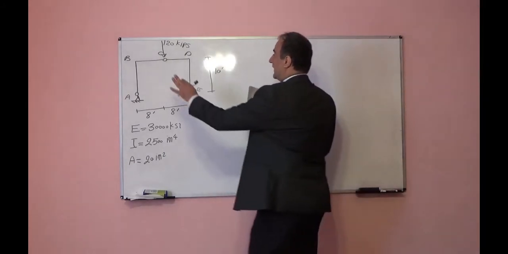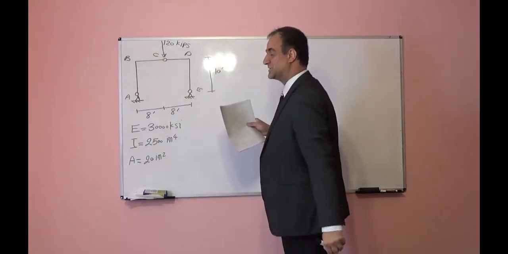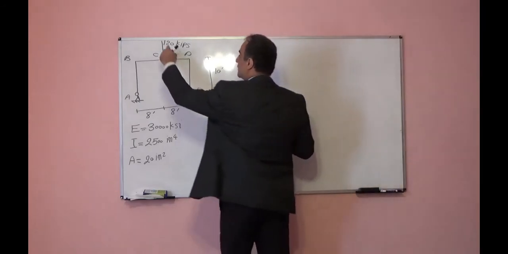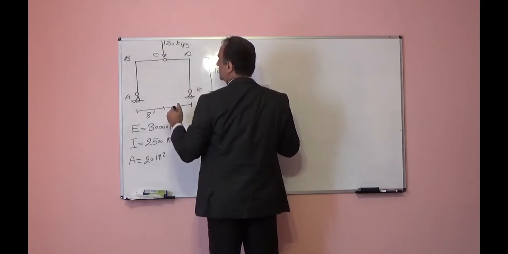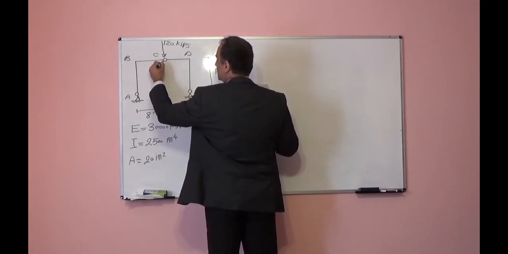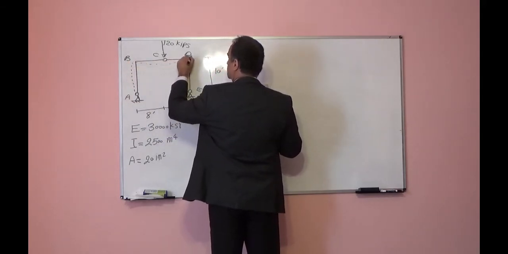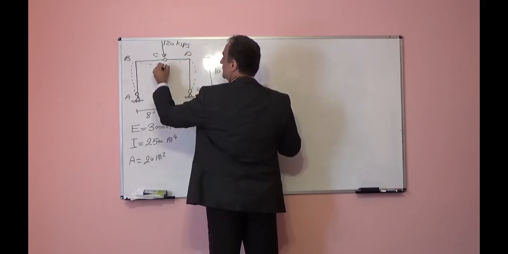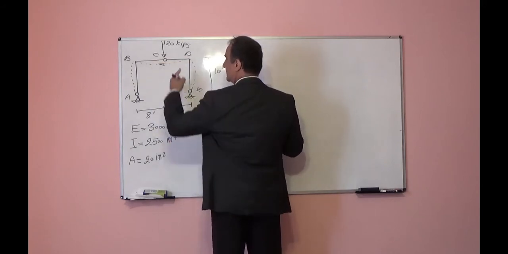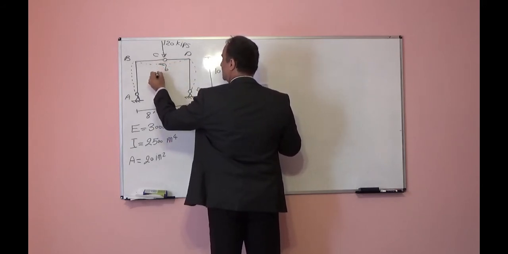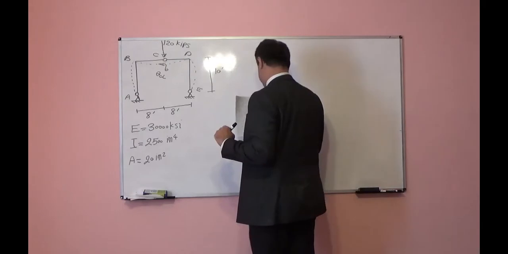We want to find the slope at the left side of point C. So if we apply load at point C, this will deform downward. After deformation, we have a slope something like this. So we want to find this slope here on the left side of C, theta C at left. We want to calculate that one.